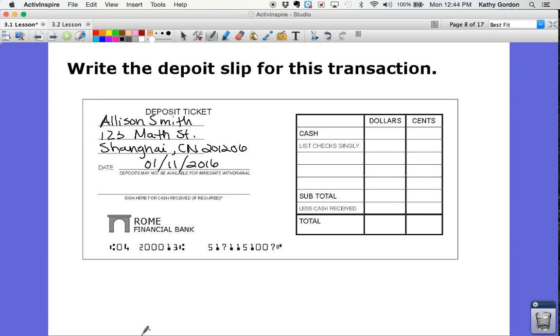Would we need to sign it in this case? Yes, because we are trying to get cash back. So whether you sign it as you or pretend to be her or whatever you want to do, yes, this should be signed in this case.